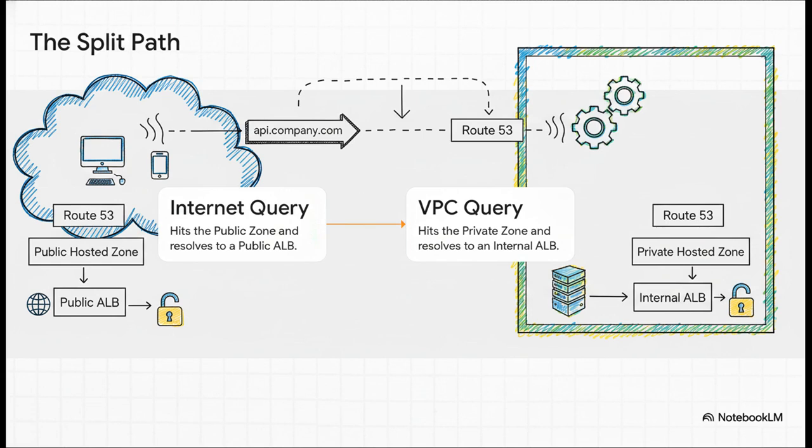A customer out on the internet looks up api.company.com. Route 53 sees that, sends them to the public hosted zone, and they get the IP of your public-facing load balancer. Simple. But now an internal service inside your VPC makes the exact same query. This time, Route 53 sends it to the private hosted zone, which gives back the IP for a secure, internal-only load balancer. It's the same name, but two totally different, totally secure paths.